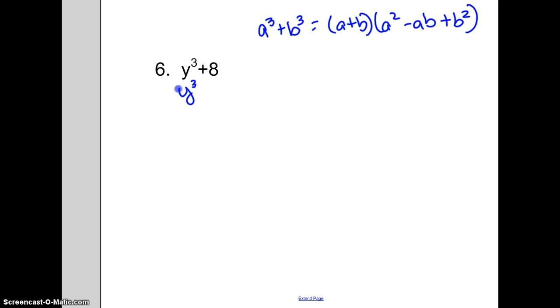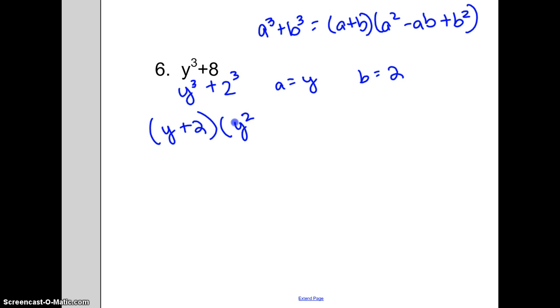If it helps you, rewrite that 8 as 2 to the 3rd power. So in this case, the a is the y and the b is the 2. We're going to end up with y plus 2 in the first set of parentheses, and then in the second set of parentheses it will be y squared minus 2y plus 2 squared, which is 4. And that one is completely factored now.